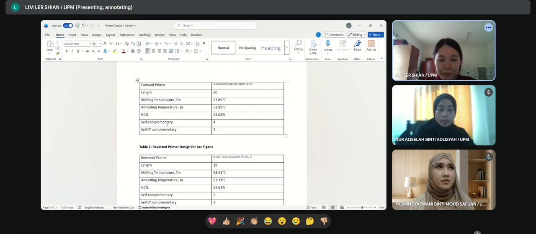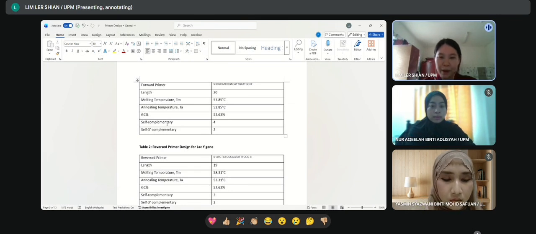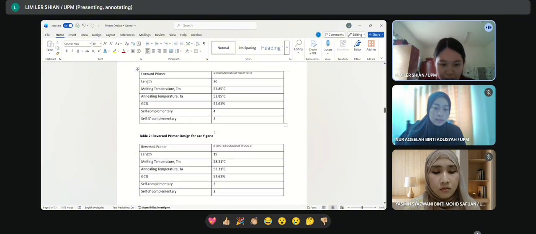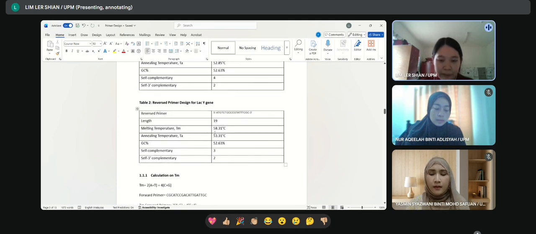So the self 3' complementarity is 2, and this means the ability of my primer design to form a primer dimer with another primer. So the value of 2 is still low, and it is still acceptable. So next, it is my reverse primer.